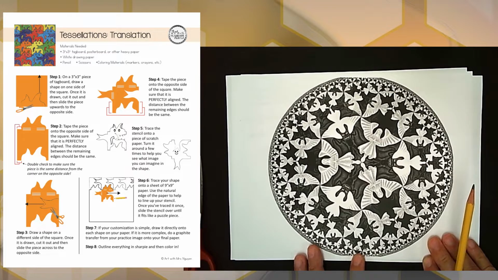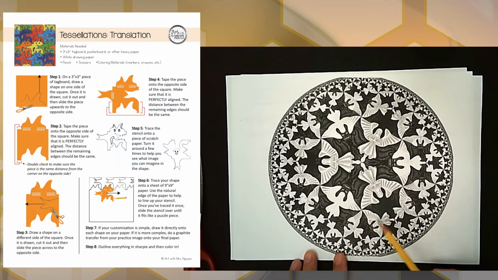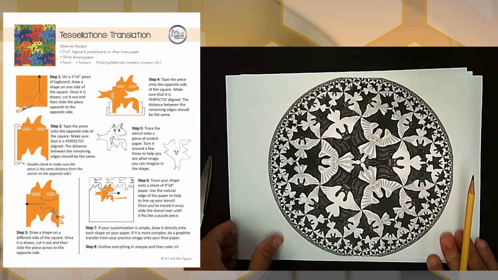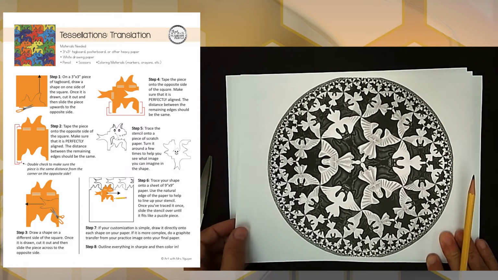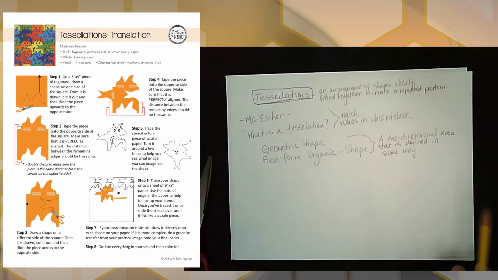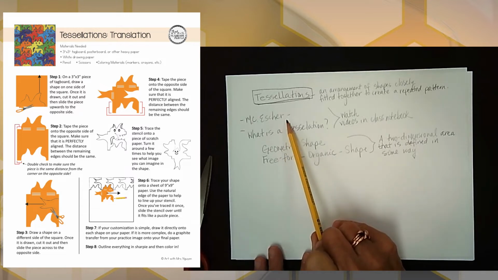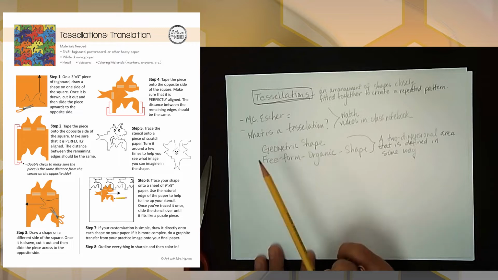So we're going to be inspired by Mr. M.C. Escher. Please refer to the videos that I have put in your class notebook if you'd like to see a little bit more. There's a video about M.C. Escher and his life and artwork, and there's also a video about what exactly a tessellation is. So please refer to your notebook for those.